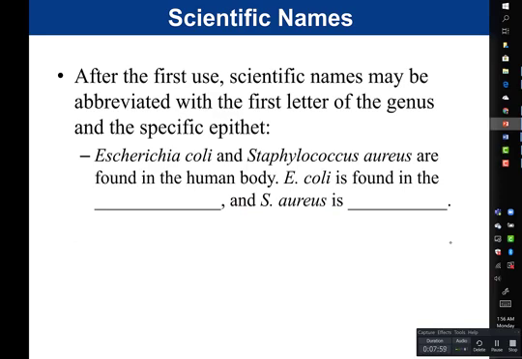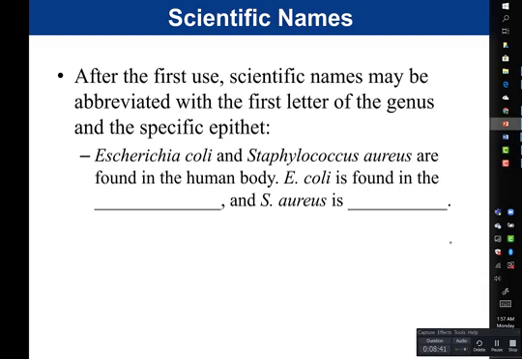So when we write out organism names, the very first time we describe it, let's say in a paragraph, we have to write out the genus and species. You don't abbreviate the very first time. You have to fully write out the genus and the species. However, if you continue to talk about that organism, then you can abbreviate the genus. So let's take a look at this. If this is what I'm writing, Escherichia coli and Staphylococcus aureus are found in the human body. Notice that they're italicized because they are organism names.